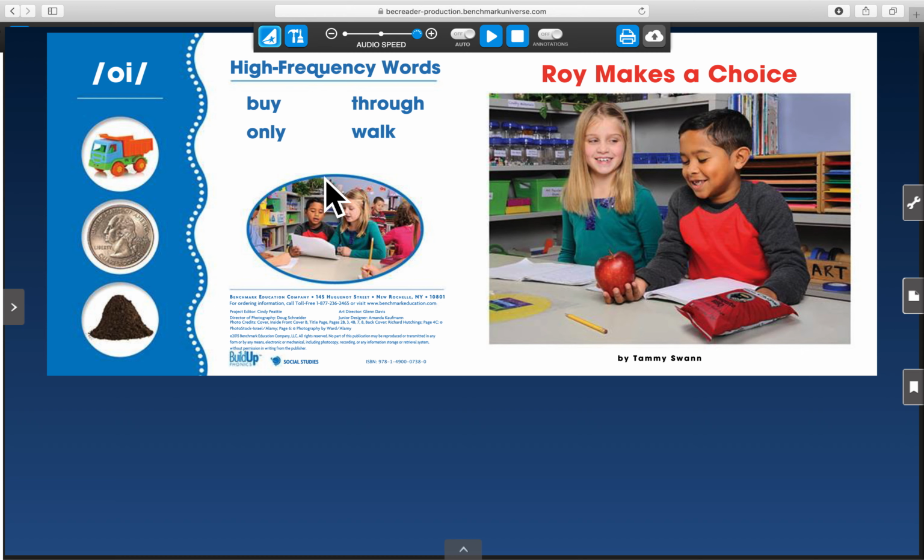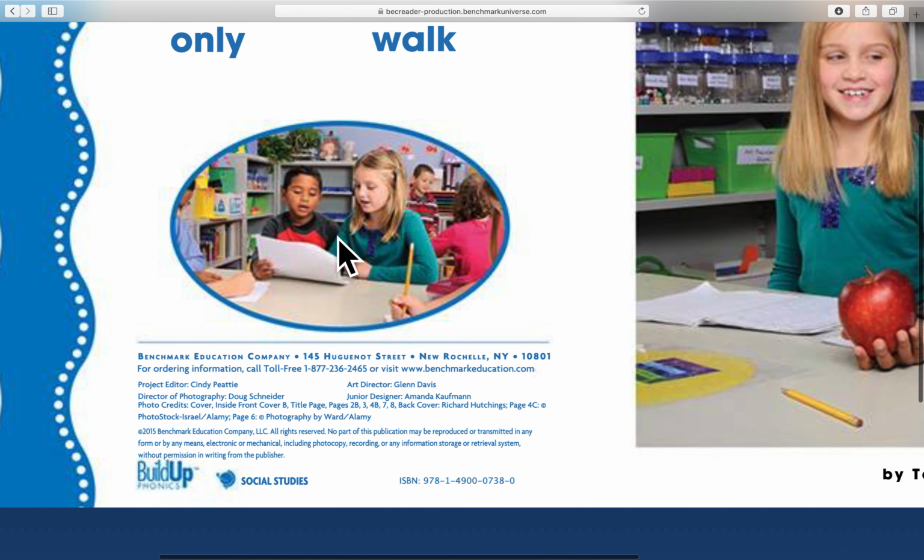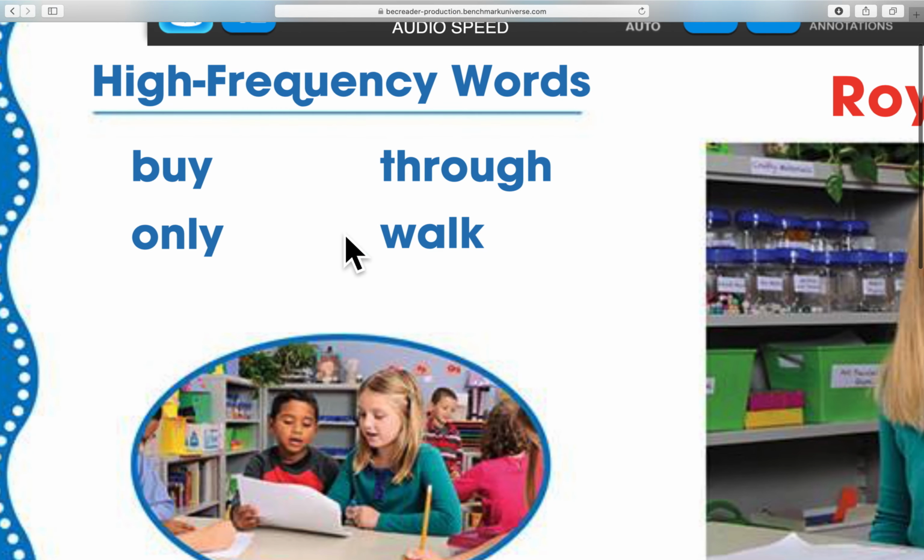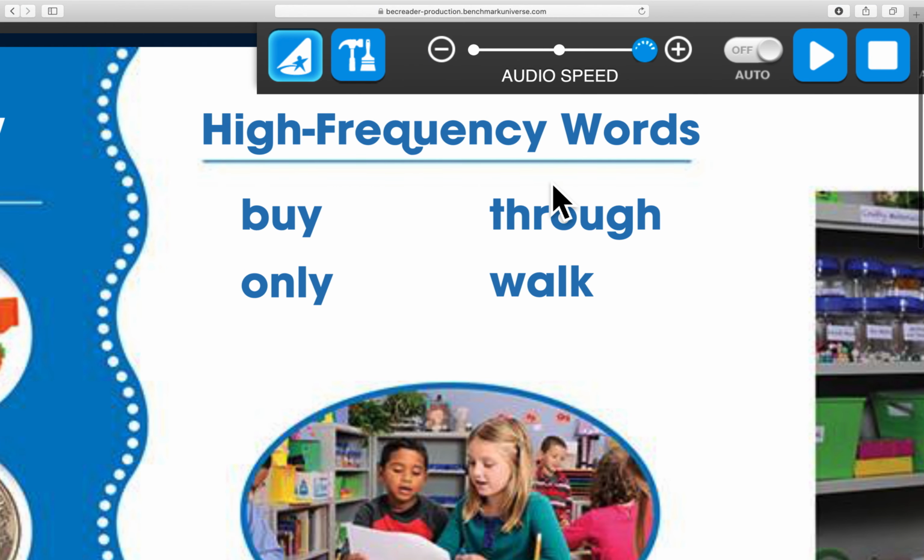Okay, next we have our high frequency words. Let me see, can I zoom in? Let me try to zoom in. I like doing that. So high frequency words. Okay, you can repeat after me. Buy. Okay, I buy food at the supermarket. Next, only. Okay, let's see. I only want one bag of chips, please. I only want one pencil. Thank you. Okay, next.